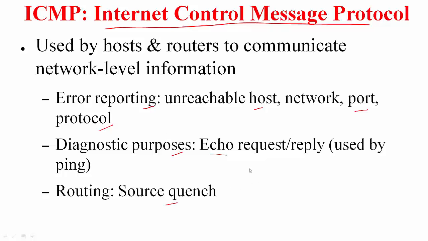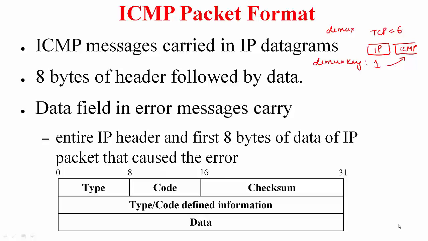What do I mean by this? If a source is sending too much data at a higher rate than the router is able to handle, it can potentially send a message to the source saying reduce the rate at which you are sending data. I'm not able to handle it.